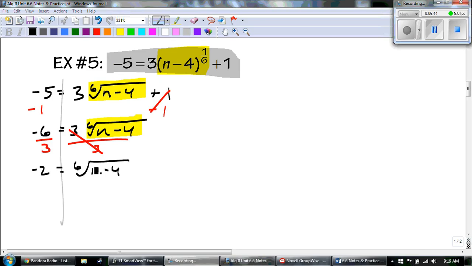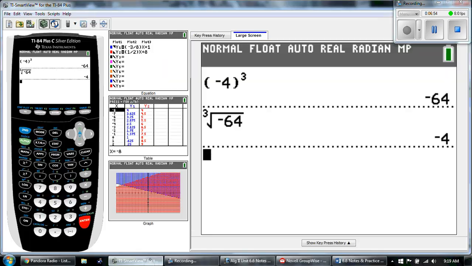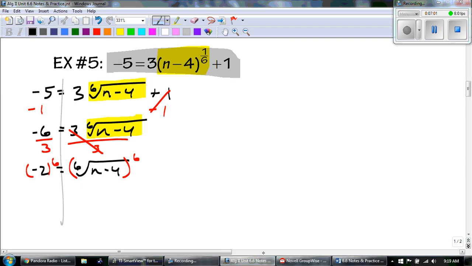Okay, so I have the 6th root of n minus 4 equaling negative 2. And to get rid of that, we're going to take it to the 6th power. So we have in parentheses negative 2 raised to the 6th, which is a positive 64, which equals n minus 4. And then to find out what n is, I'm going to add 4 to both sides to get 68. Okay, so let's go over here and check it.